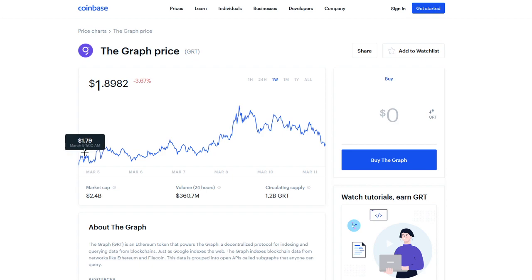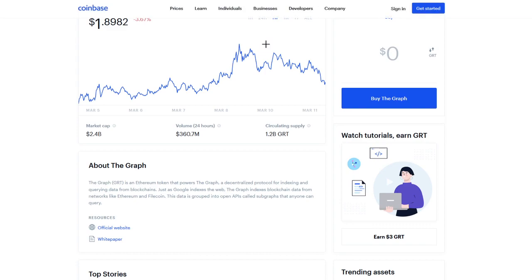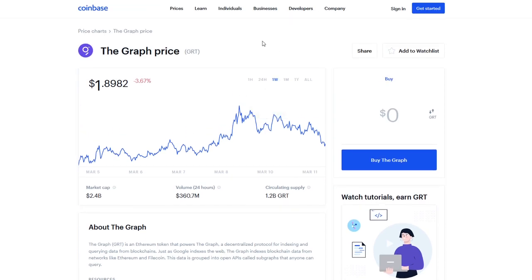Well, yeah, I guess the beginning of March is really what we're looking at here when we go to the week span. And we're going to see that it has actually gone up quite a ways since that time. It did go up, and it actually now is correcting itself and maybe going down farther than we would like. But the Graph does have a long-term future and a long-term focus. They're not focused on the short term.